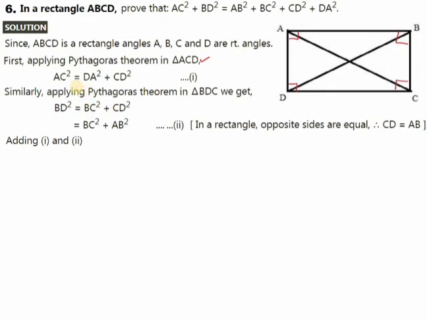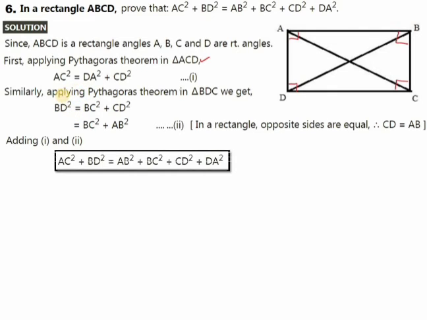Now adding 1 and 2, let's see what we get. So in the left hand side we have AC square plus BD square. Okay, and in the right hand side we have, first we will get DA square. But as per this, I'll write in alphabetical order or given order. So first we will write AB square. Okay, then we will write BC square. Then we have CD square, and at last we have DA square.